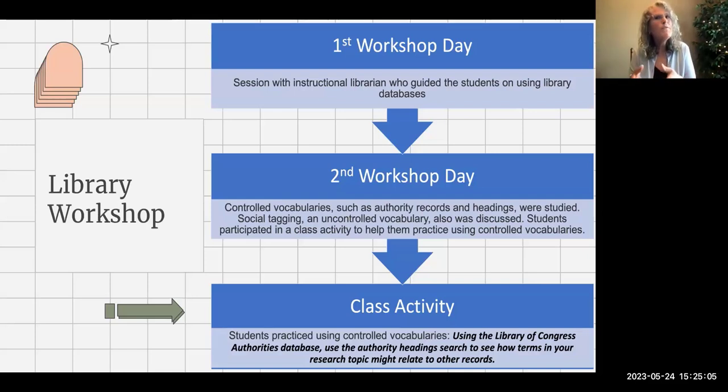Again, I wanted them to focus on the controlled vocabularies a little bit. So we used the Library of Congress Authorities database, which some of you, I can't see anybody's faces, might be frowning, and that's fine. But I found that to be at least helpful for my undergraduate students at the time. Okay, so I wanted them to use the authority heading search to see how terms in their research topic might relate to other records.